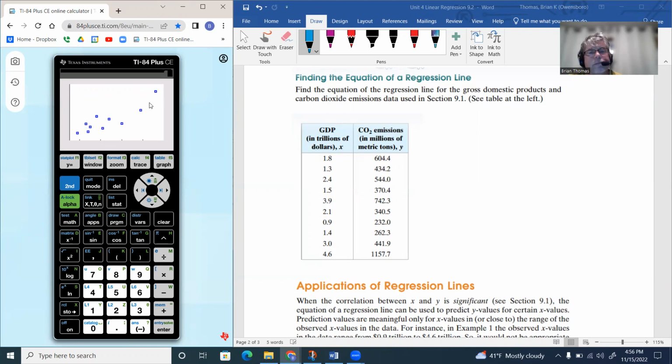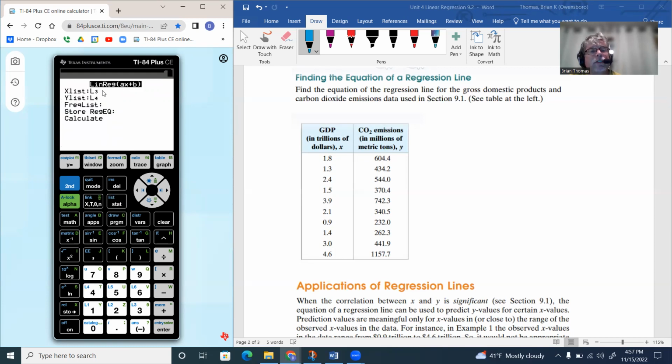As we move into this, we want to create what's called the line of best fit. To create the line of best fit, we hit stat and go to calculate. This is going to be the linear regression line, number 4. Notice how it has ax plus b, so a is going to be the slope and b is going to be the y-intercept. So we choose number 4.